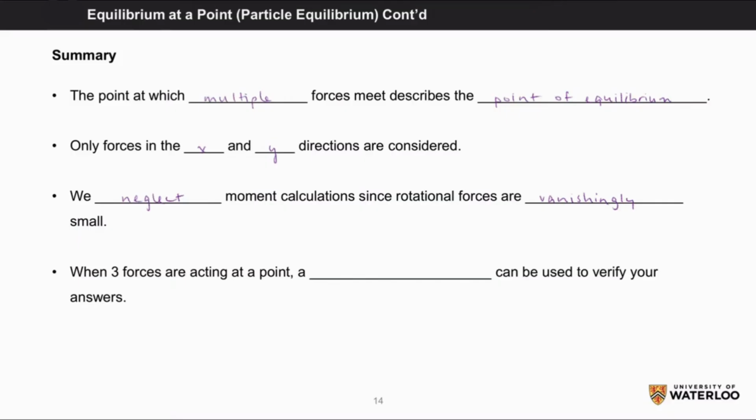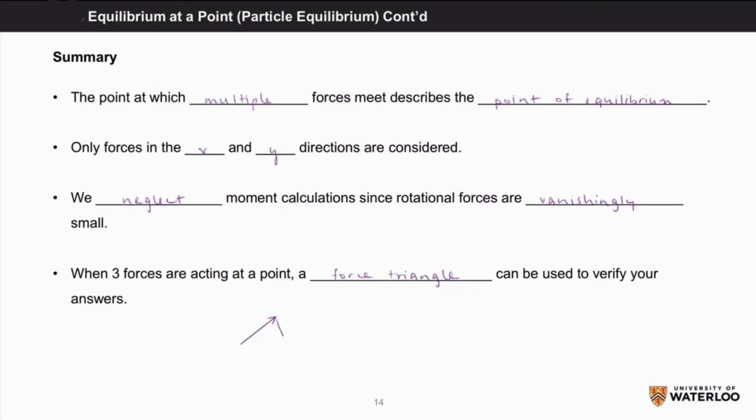And finally, when three forces are acting at a point, we can use a force triangle to verify our answers. Each force must be added from tip to tail and make a closed shape.